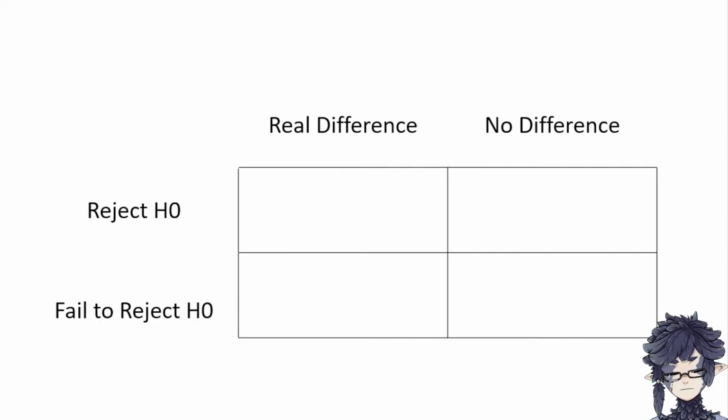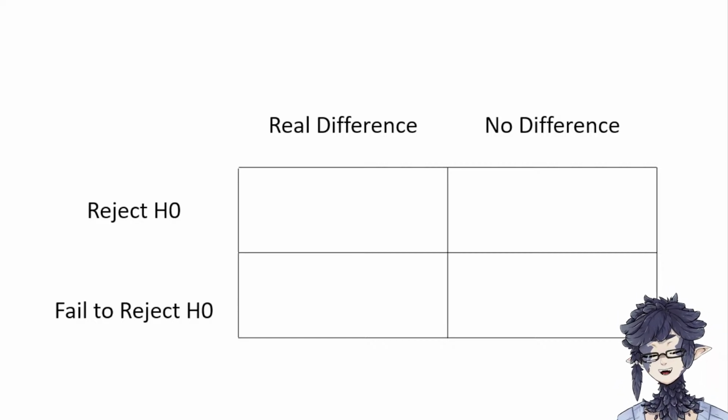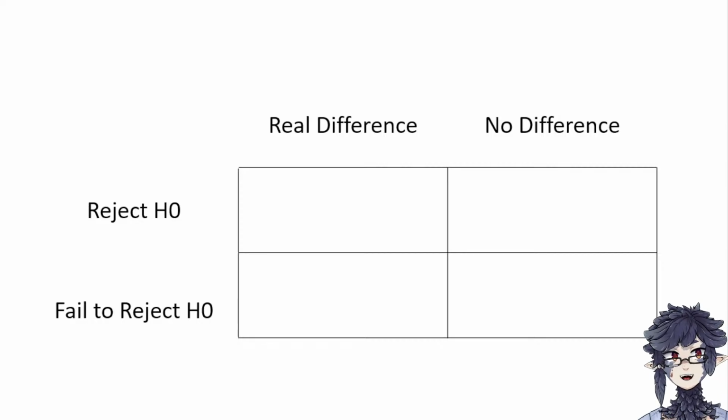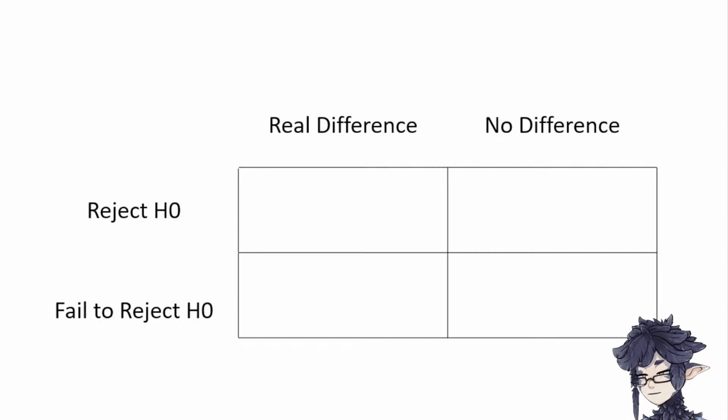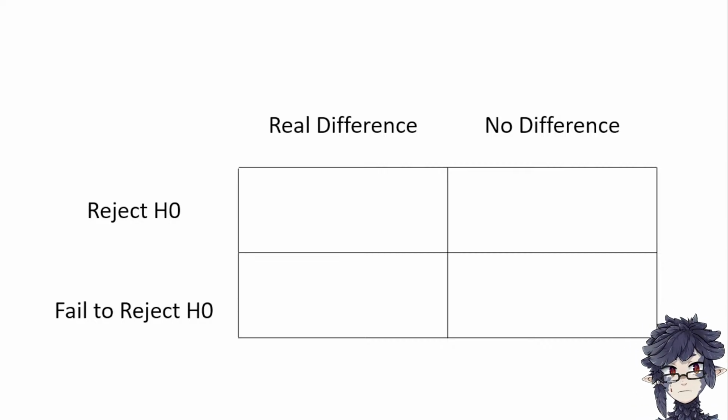Okay. All right. So when you're deciding whether to reject or fail to reject the null, there are 4 possible outcomes. The rows here, this is what you do. You reject the null, you conclude there's a difference, or you fail to reject the null, you conclude there's no difference. And the columns are what's happening out in the world.